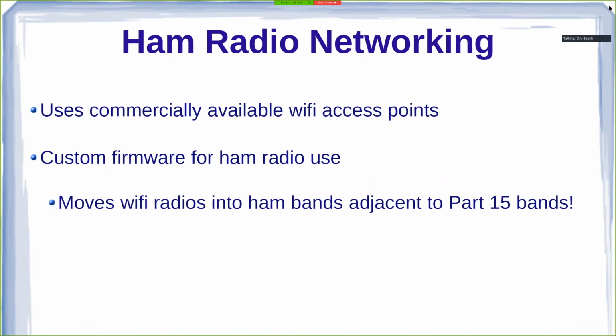It really took off in 2015 when the coders of this custom firmware figured out how to move the radios in the access points from the Part 15 bands, which are quite crowded, as you obviously know, down into the ham radio bands, which are right next to it. The FCC, in their wisdom, fortunately saw to make sure that we had frequency allocations right next to those bands, and it's worked out well.